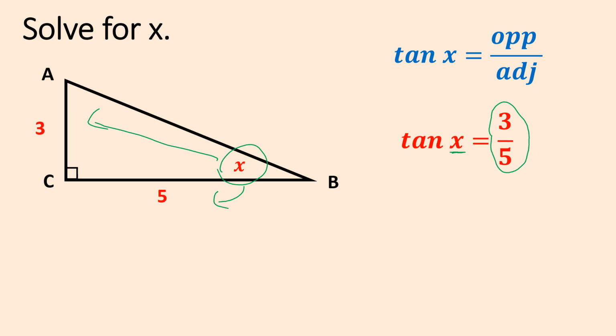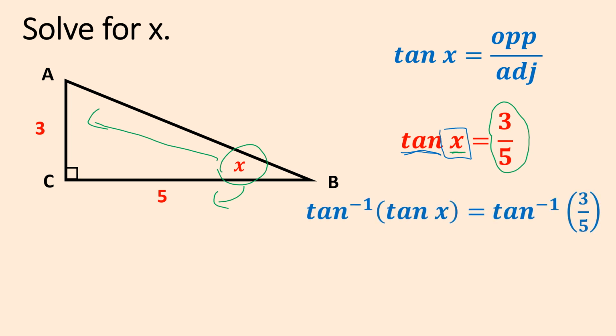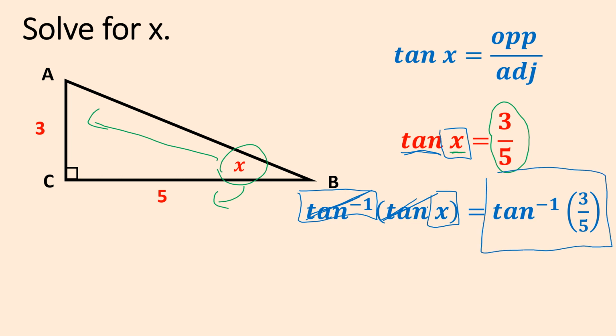And in order to solve this problem, we need to get rid of tangent, so the x is all by itself. And the way we do that is with a function called the inverse tangent. You'll see it in your calculator as tan with a -1 on the top, or sometimes it's called the arctangent, A-R-C-T-A-N. So an inverse tan and a tangent are opposites of each other. They cancel out, leaving just the x. And then on the other side, we're going to do the inverse tangent of 3/5. That's what we're going to key into our calculator.